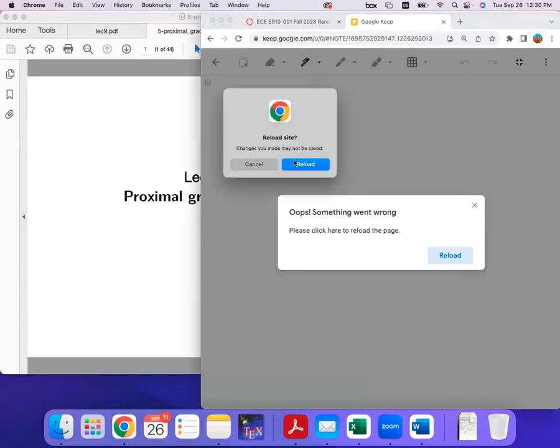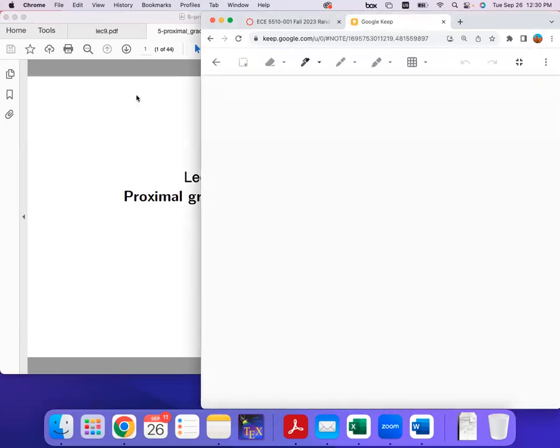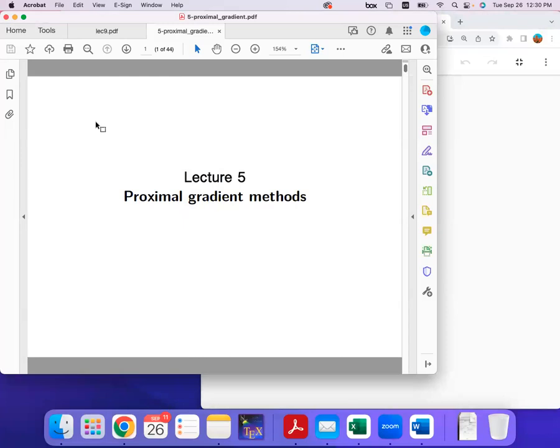Okay, so here we are going to talk about the proximal gradient methods. This would be an extension of the gradient method. And this proximal part is the key of this method.